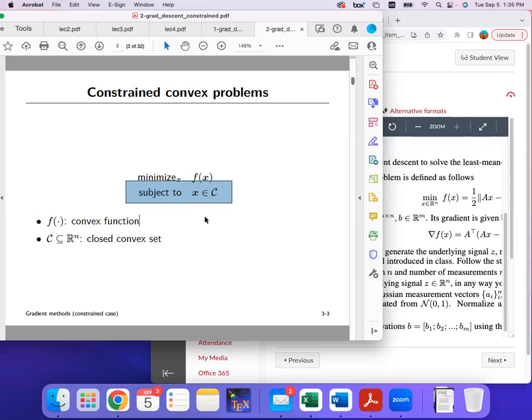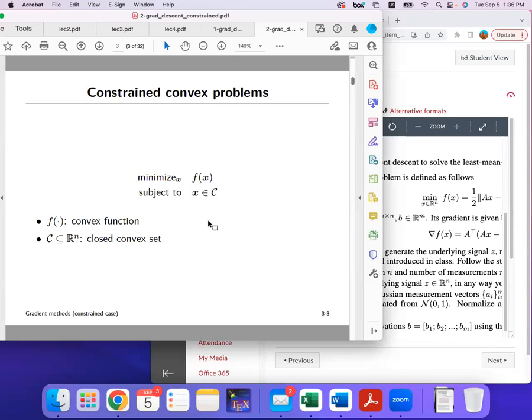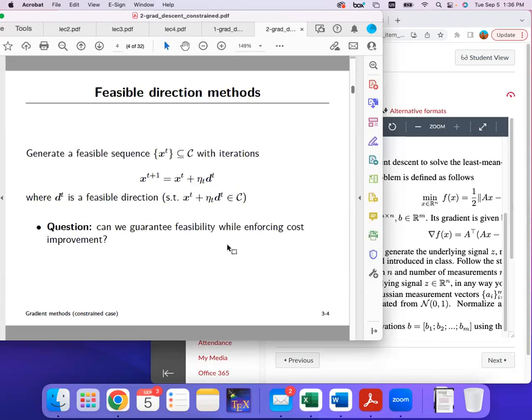For example, in many cases that we have seen, the constraint could correspond to sets defined by linear inequalities. We have linear inequality constraints. I think we'll see some examples later. But it could be more general than just linear inequalities.